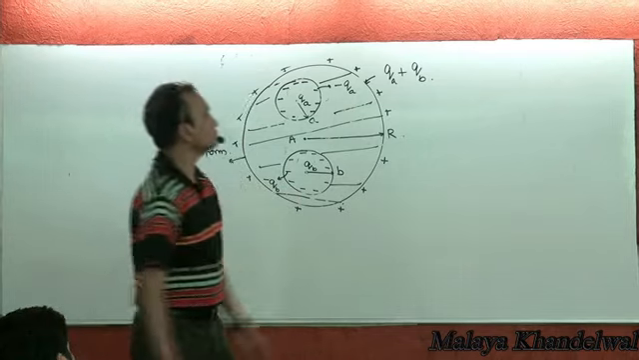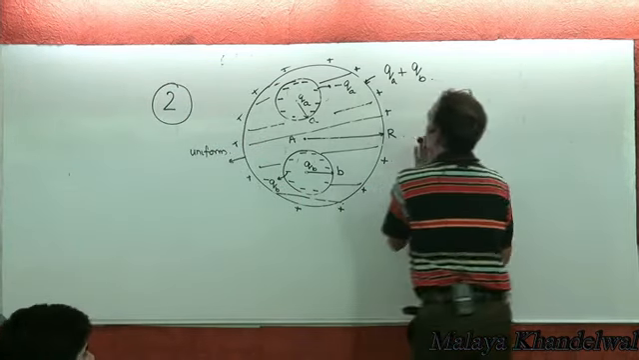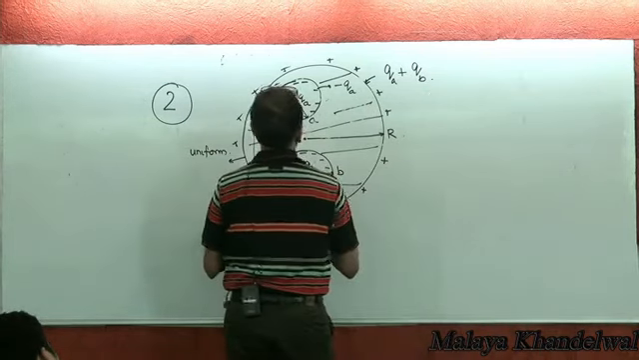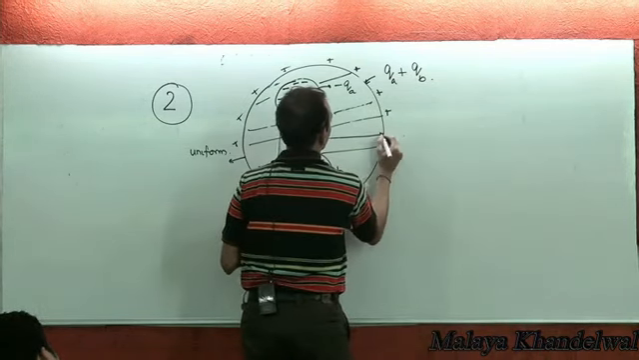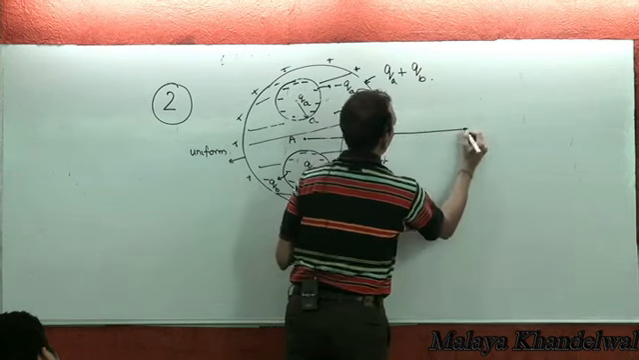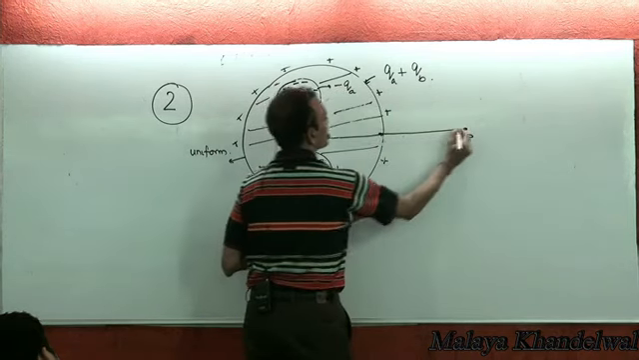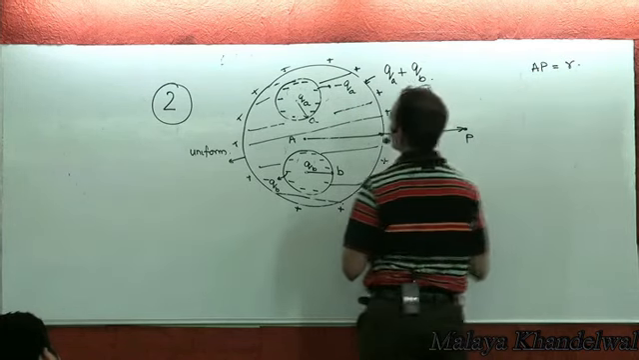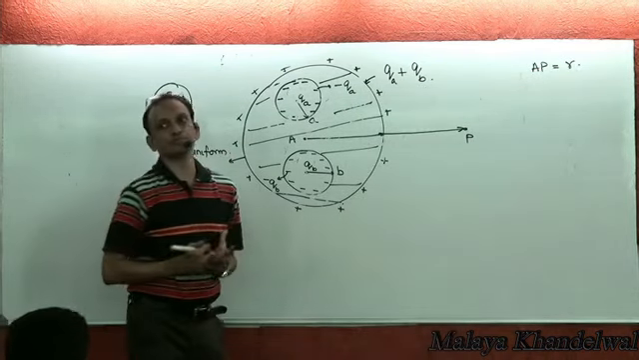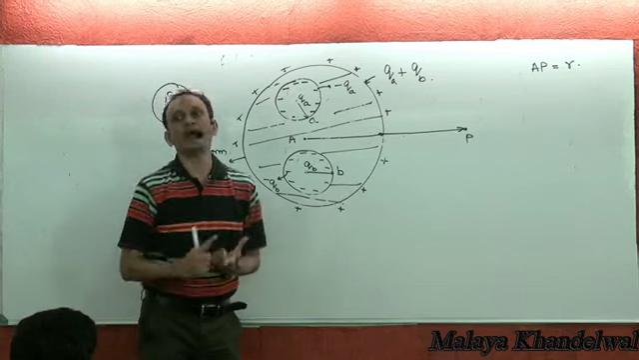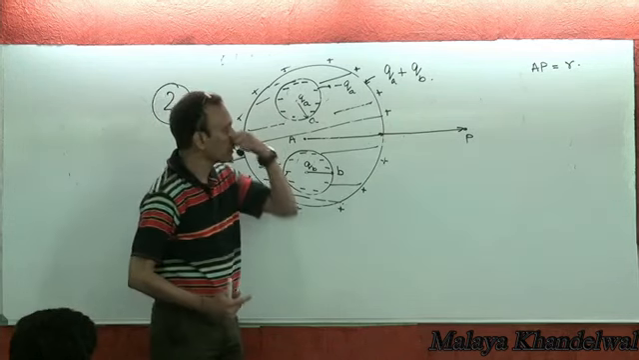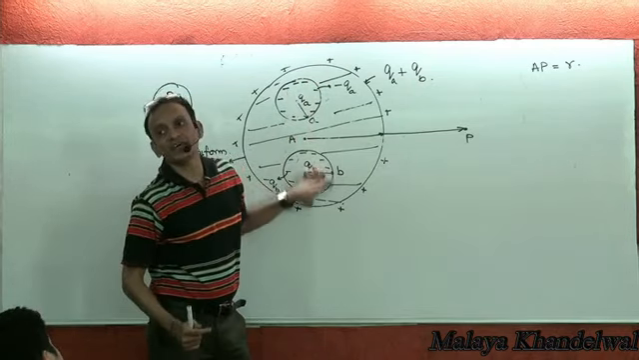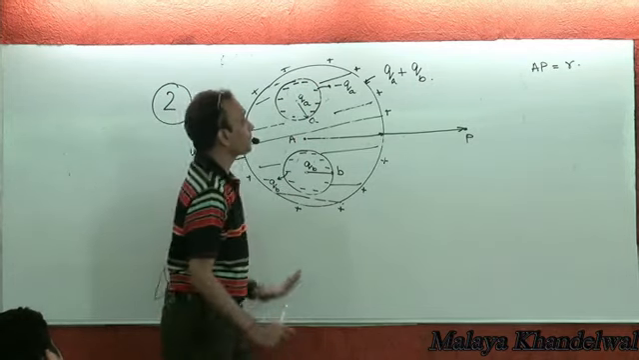Now, for points outside, say if I have a point P outside, that means AP is small r, and I want to be able to compute the electric field and potential at P. It's going to be because of this and the cavity and its contents, right?